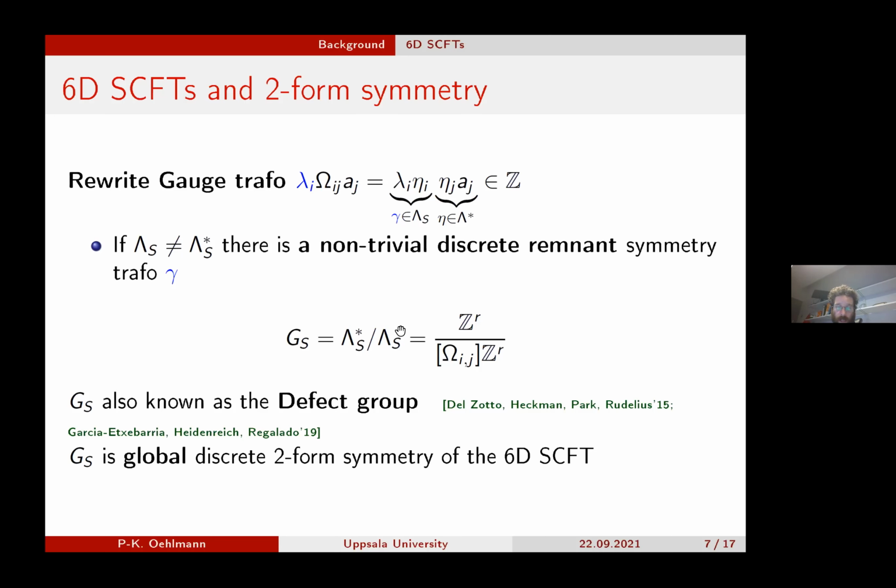So as long as the charge lattice Lambda S is not the same as its dual, so if this string charge lattice is not self-dual, then you will get some discrete group that you have here. And this discrete group is also known as the defect group. And it has been considered in various works, and there are various ways to compute it, like, for example, nice ways to just compute the Smith normal form of this intersection pairing. And it has to do with the fact that these SCFTs essentially have a global discrete two-form symmetry.